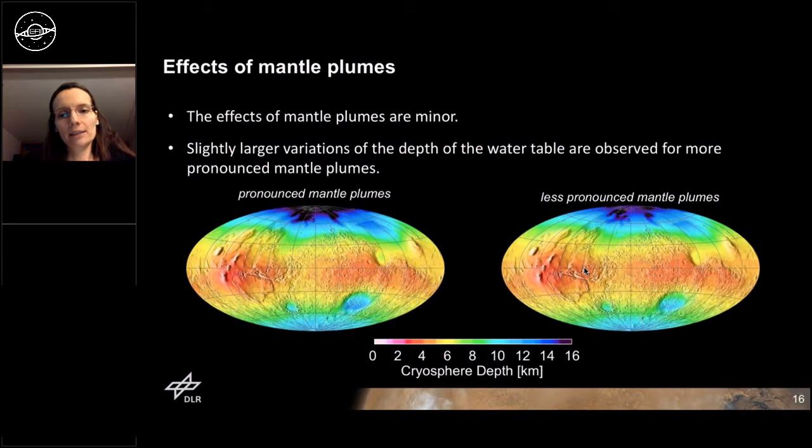Now we can also take a look at the effects of mantle plumes. These are thermal upwellings that transport heat from the deep interior towards the surface. And what you see is that their effect is relatively minor. And this is because the cryosphere depth variations are more sensitive to the variations in temperature close to the surface, and less sensitive to the variations in temperatures deeper in the interior. So here we have two models. One has a more pronounced effect of the mantle plumes, whereas the other one has a less pronounced effect of the mantle plumes. And you see that they're pretty similar. The cryosphere depth distribution is pretty similar. We see some subtle differences, maybe in basins, like for example here in Hellas. You see that this is slightly deeper compared to this model, and maybe around the equator, but the variations are very small.